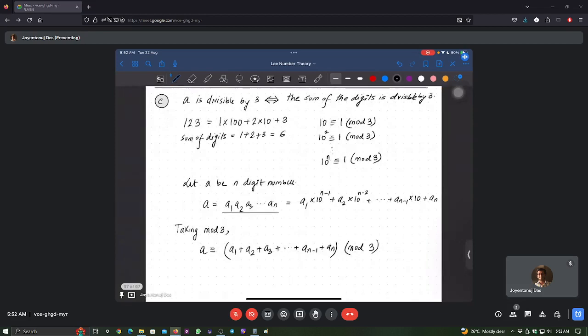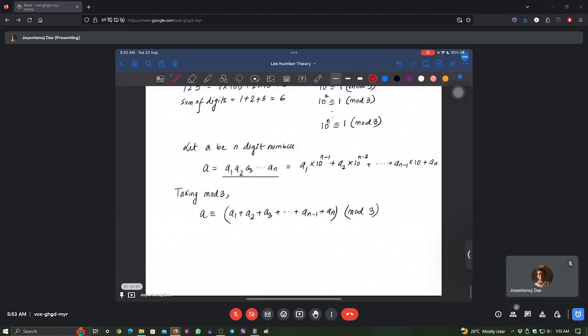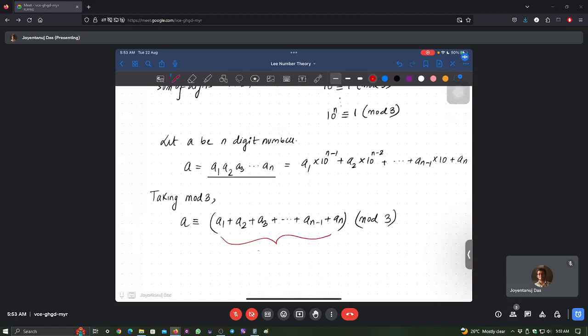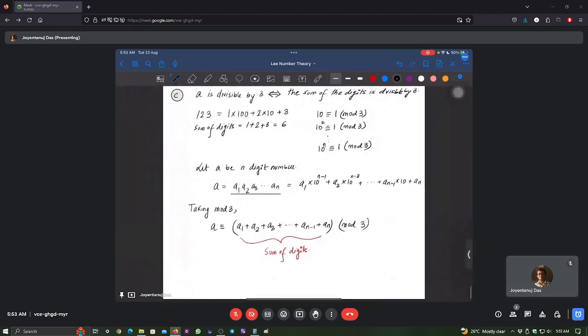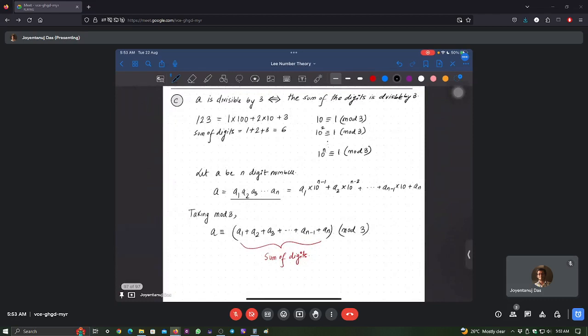Now how to conclude after this one? So this part that we got is nothing but the sum of the digits, right? Right. So from here, how to conclude?